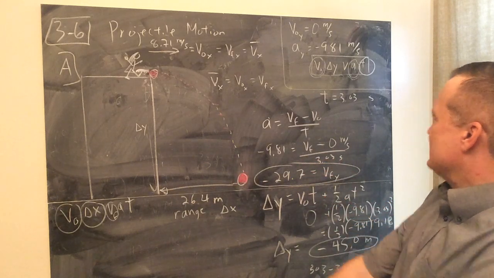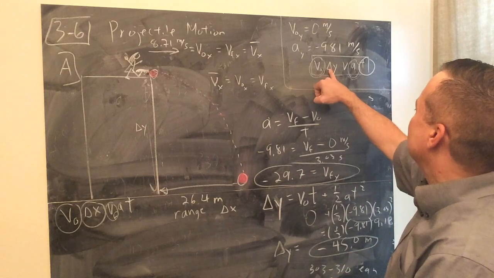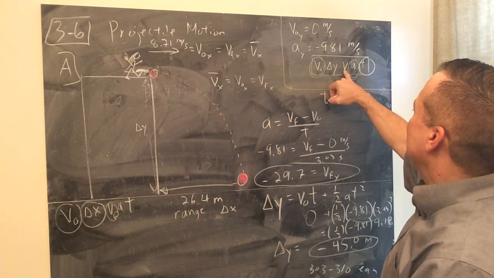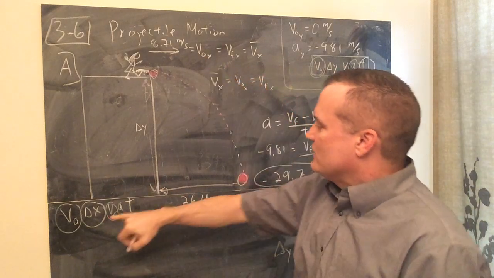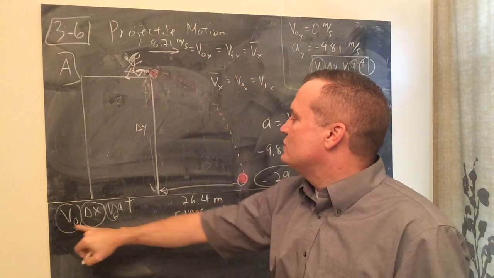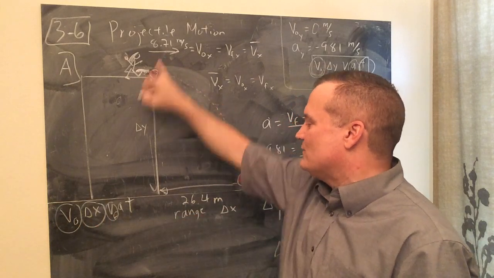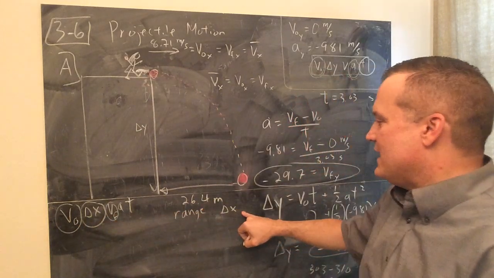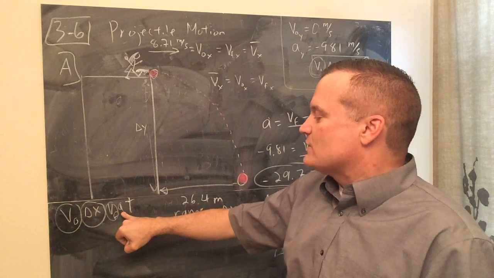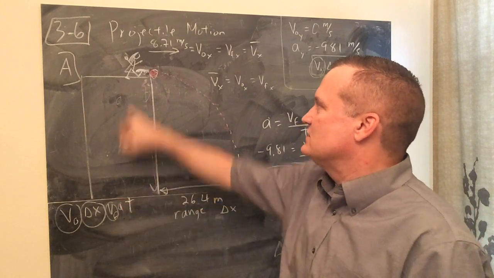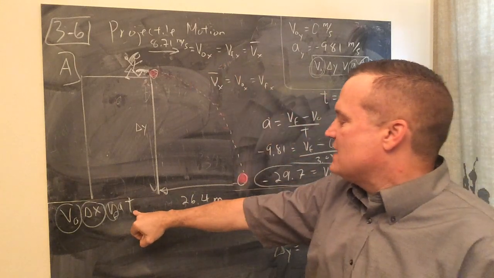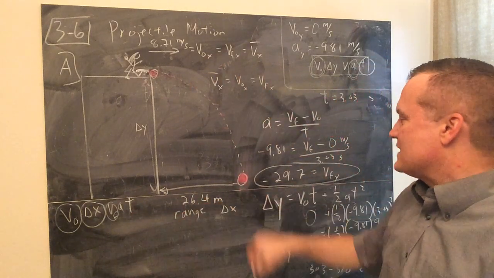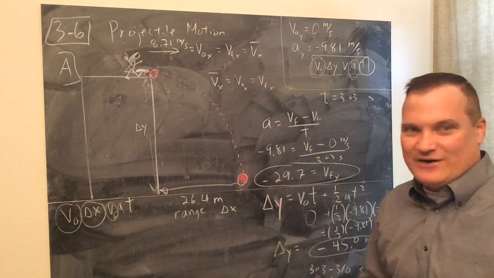Okay, let me think, is there anything else we could find? We already found the final velocity. For the horizontal, we know the initial and the final are the same, 8.71. We know delta x is the range. There is no acceleration, it's 0, because it went at a constant 8.71, and the time is 3.03 seconds. So yeah, we found everything you could find on that problem.